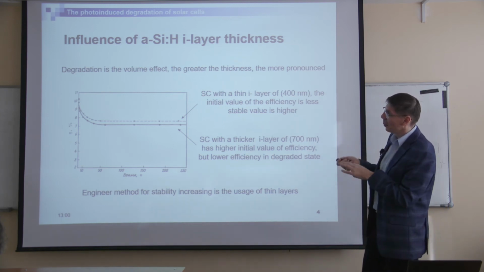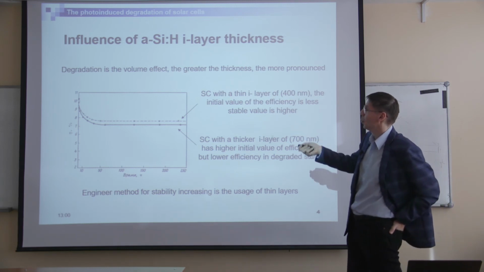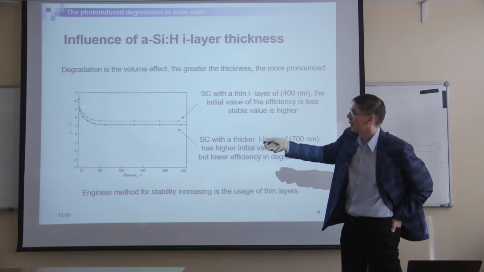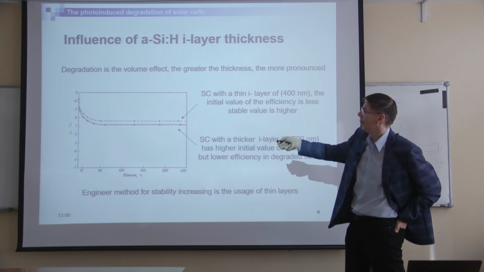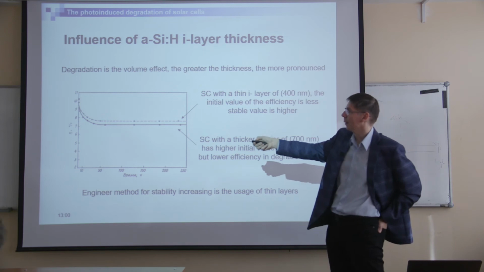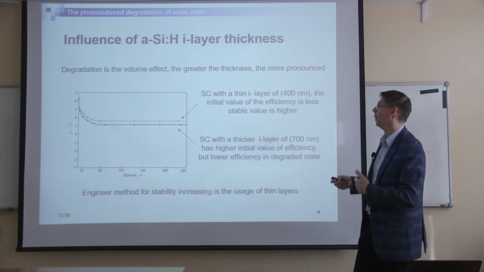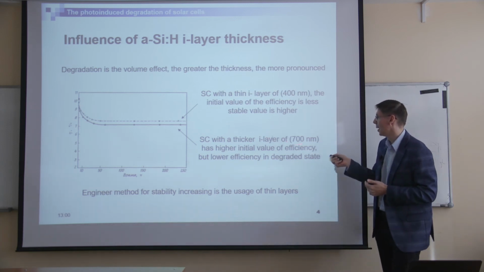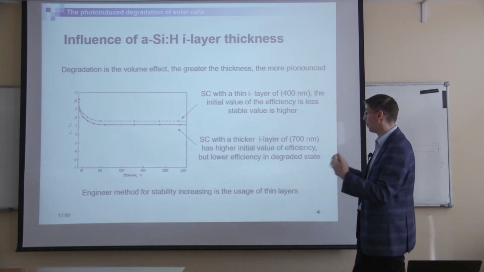And for example, you can see the dynamics of two solar cells. This is a thinner one. It has a lower initial point, but has a higher light-soaked value. The same curve, but with a different result for the solar cell with a higher thickness of the active layer.